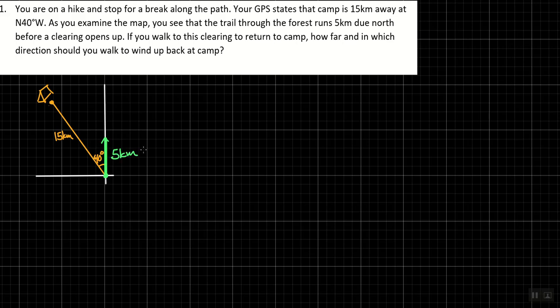Now, when we look at this, the question is actually asking, once we get to this point, how far and in what direction do we need to walk. The forest is gone. I can just walk right through the field. My resultant that we're looking for starts here and ends where? At camp. That's where we're trying to get. This is the resultant vector that we're after, right here. For that vector, I need 2 things. I need the magnitude and the direction.